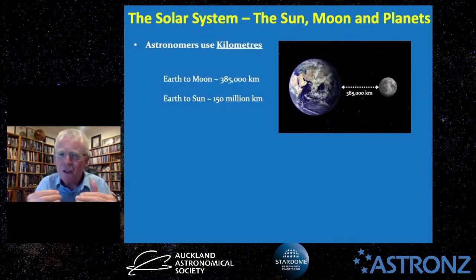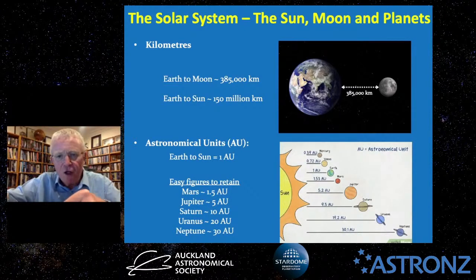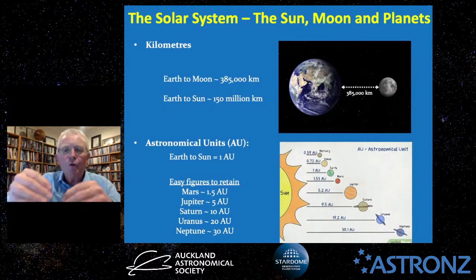So it's kilometres they use. And the same from the Earth to the sun. It's roughly about 150 million kilometres. So there's an extension to that. They'll often talk about astronomical units. And that refers to the distance from the Earth to the sun, 150 million kilometres, thereabouts, and they've labelled that one astronomical unit.